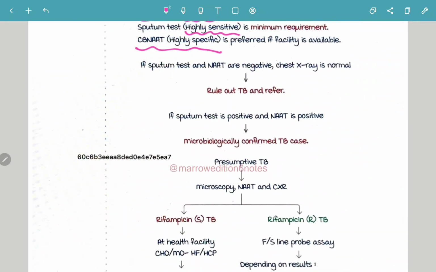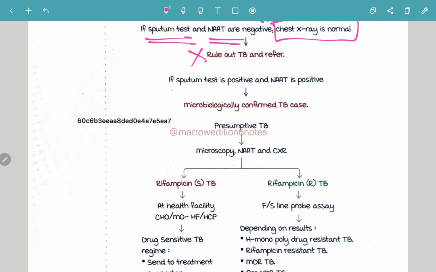If at all the sputum test and your NAT are negative and the chest X-ray is normal, then you need to rule out TB and refer. So there's no positive finding at all. Then you need to rule out TB and refer. If the sputum test is positive and the NAT is also positive, then it is known as a microbiologically confirmed tuberculosis case. So when do you say microbiologically confirmed TB case? Sputum is positive, NAT is positive.